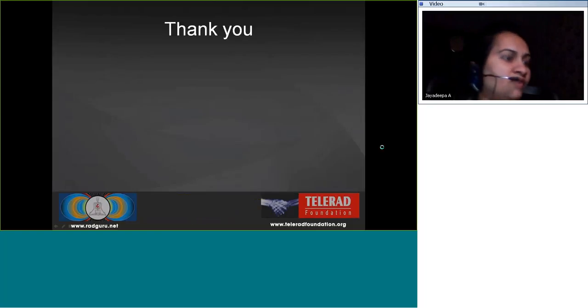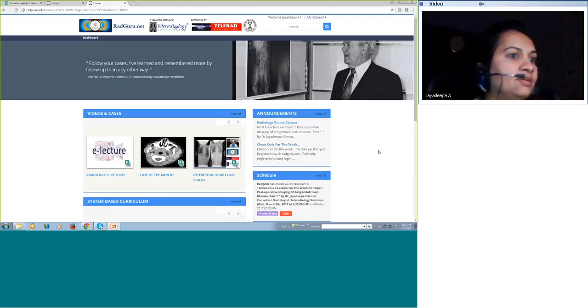So today we revised the palliative and corrective surgeries that are done for congenital heart disease, the different procedures and their imaging manifestations, the complications and how they are to be detected, and what are the different imaging things that we need to look for in the complications.